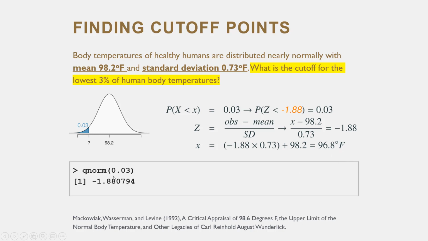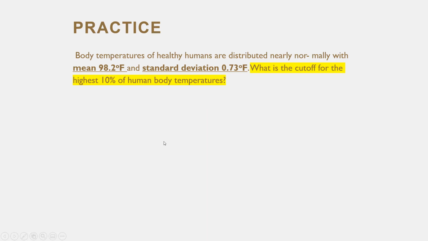This is the R command for getting that particular threshold. This qnorm will receive the percentage of area that you want to check, and it will give you the threshold value that contains that probability.